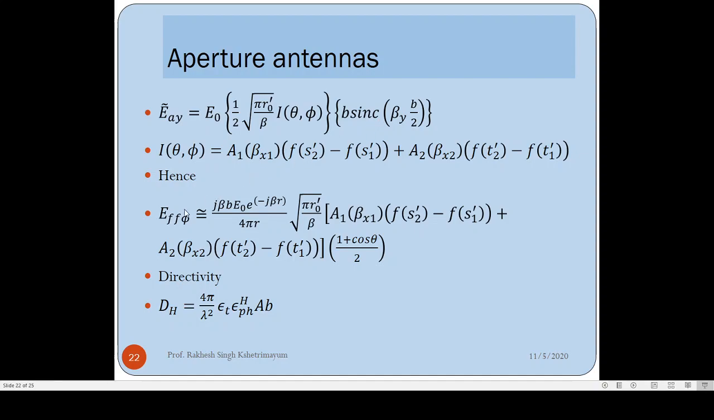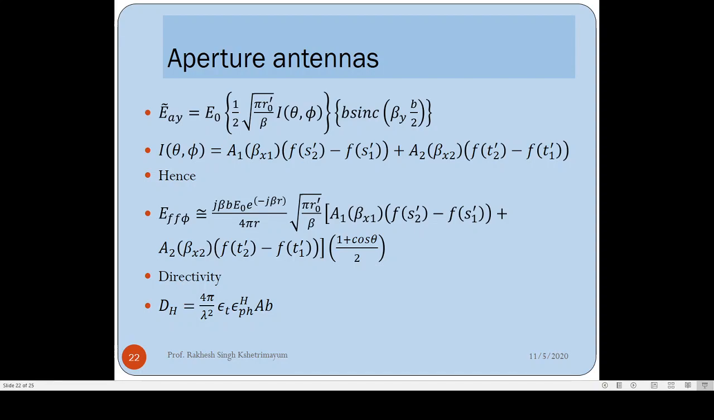So the final expression you have for E_F phi would be j beta b E naught exponential minus j beta r divided by 4 pi r, square root pi r naught dash by beta. And this is the I function here, which is a function of theta and phi. Then you'll just have 1 plus cos theta by 2. So you can plot this radiation pattern, E plane and H plane pattern, and you can see.